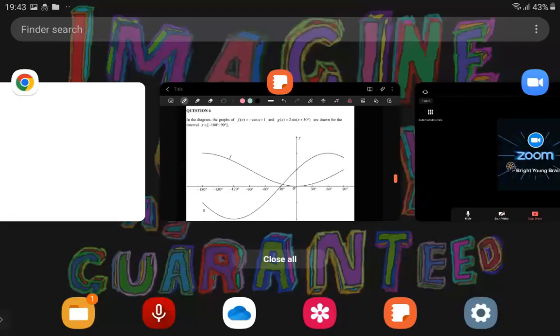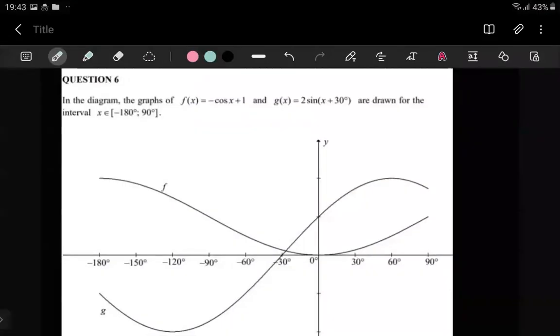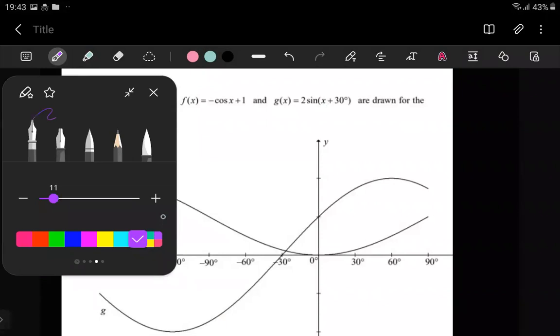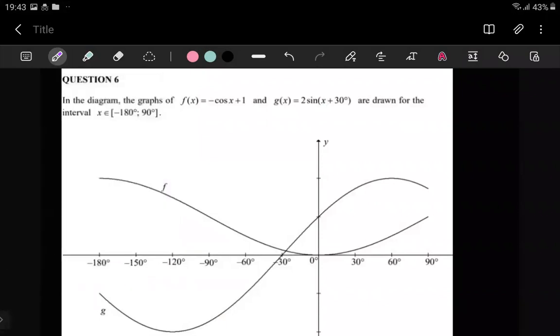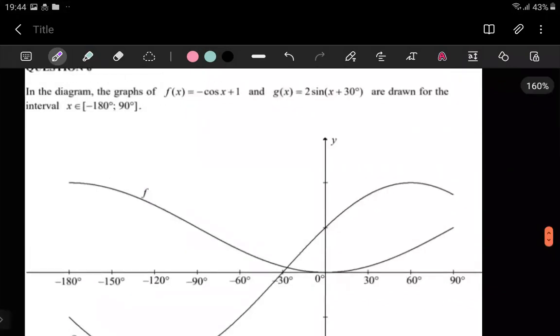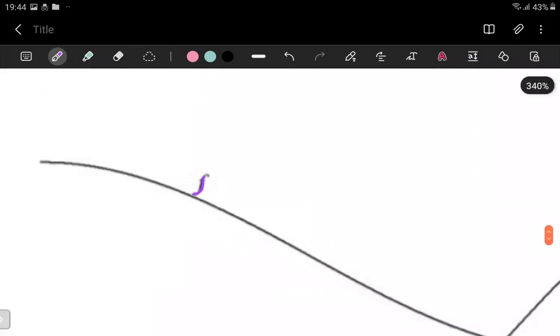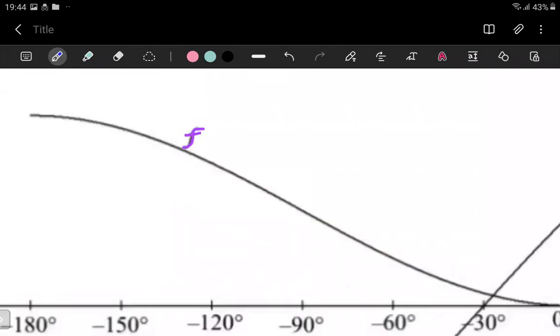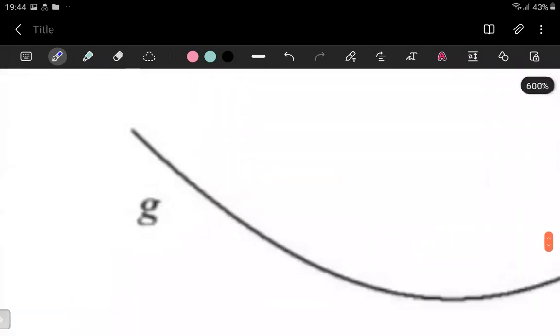Question number 6. Here we go. Question number 6 says, in the diagram, we have two graphs. There's a cos graph and there is a sine graph. The cos graph is the graph of f, right? So let's do this. This is f of x. And then this is g of x.